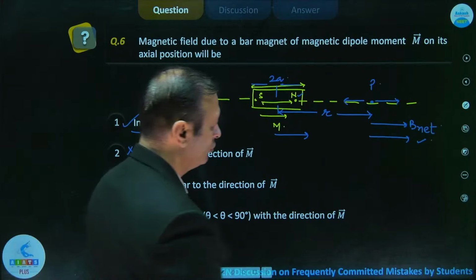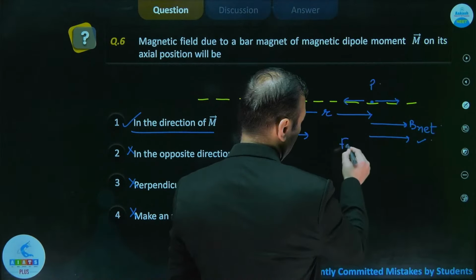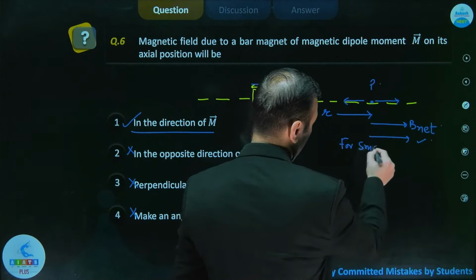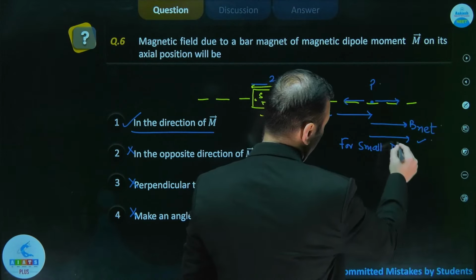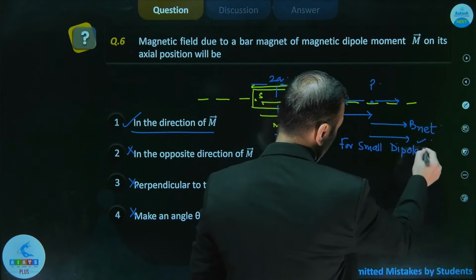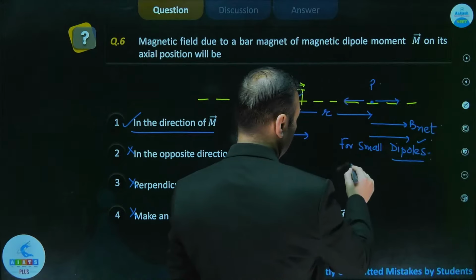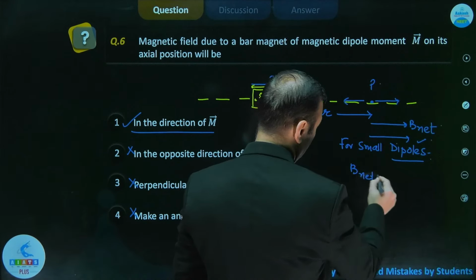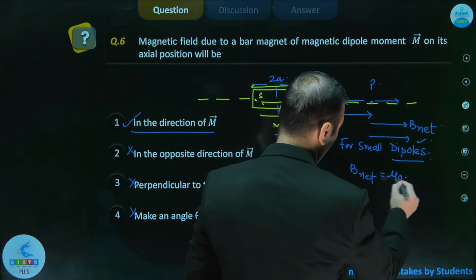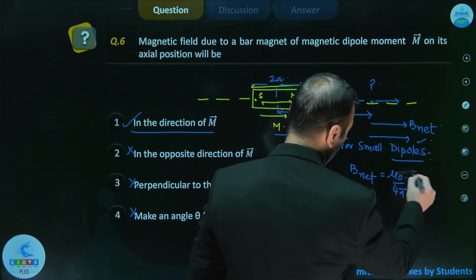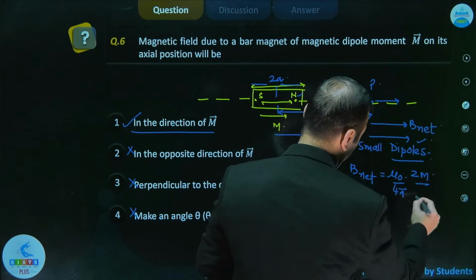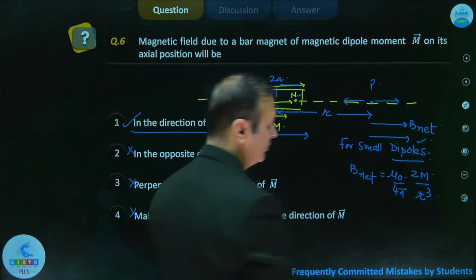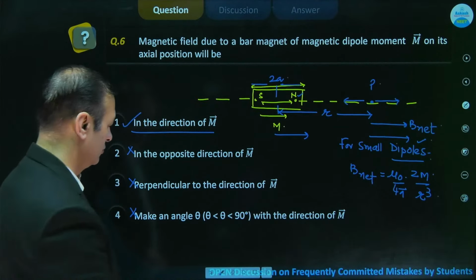We can find out, for small magnetic dipoles, this B net can also be written as mu naught upon 4 pi, 2M by r cube.